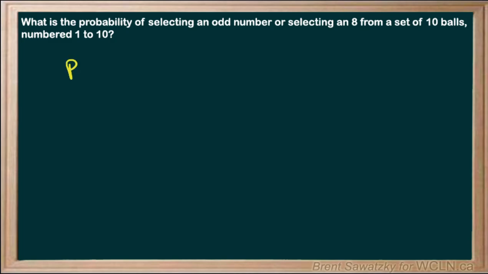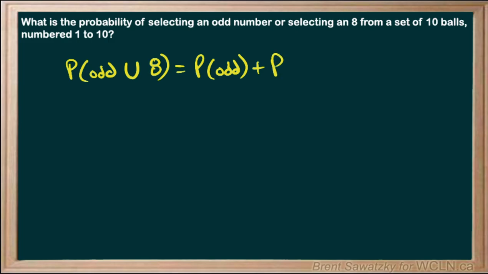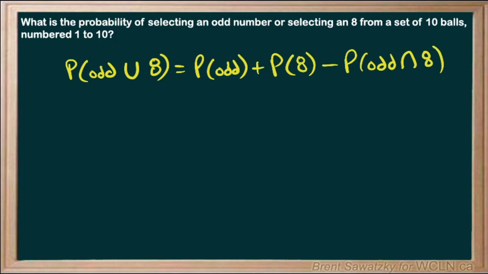So if we were to look at it, we could say the probability of odd or 8 would just be the probability of odd plus the probability of 8. Now, if we were unsure that there was any independence here, I suppose we could write odd and 8, and we can consider that and just double check ourselves.